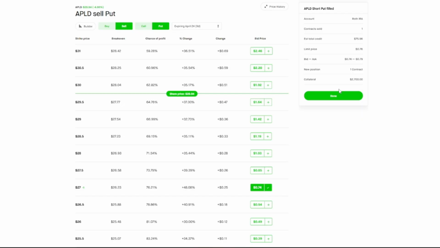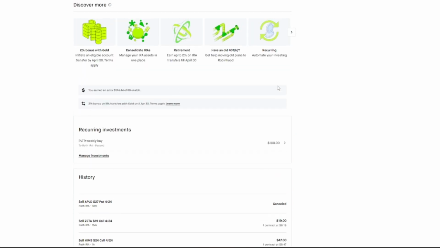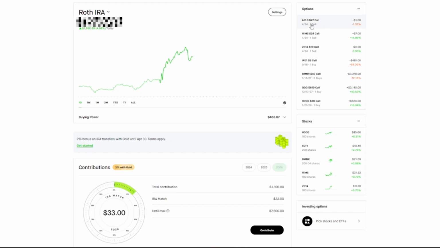And if you multiply that out for the week, you're looking at about 150% return on capital for this time frame. So this absolutely fits my 30% or more ROC on a trade. I'm just going to hit done here, and I'll go back into this particular account where you'll be able to see that I now have a $27 put that I sold. The expiration is 4/24, and we're in.